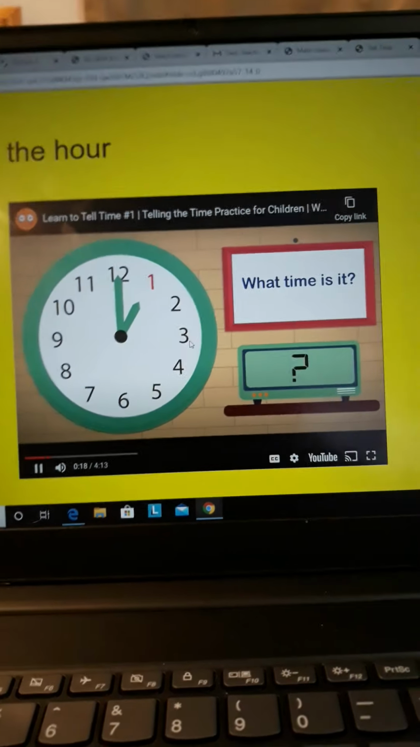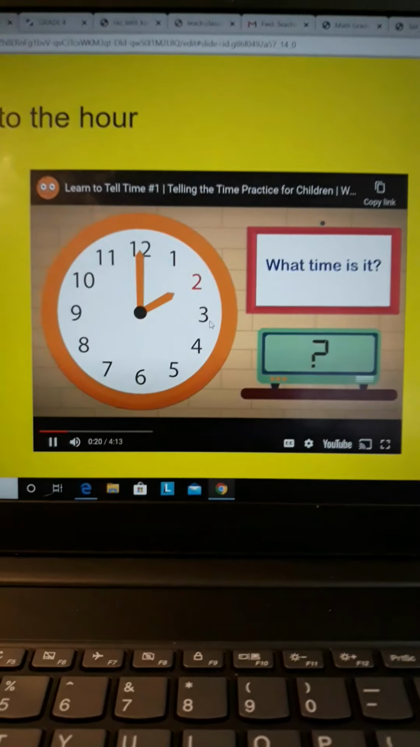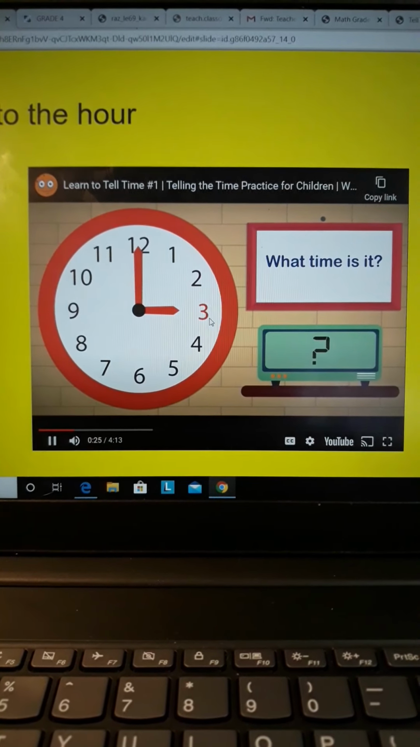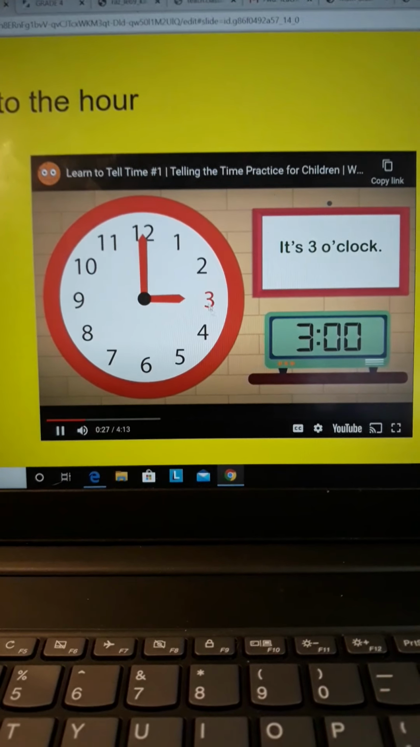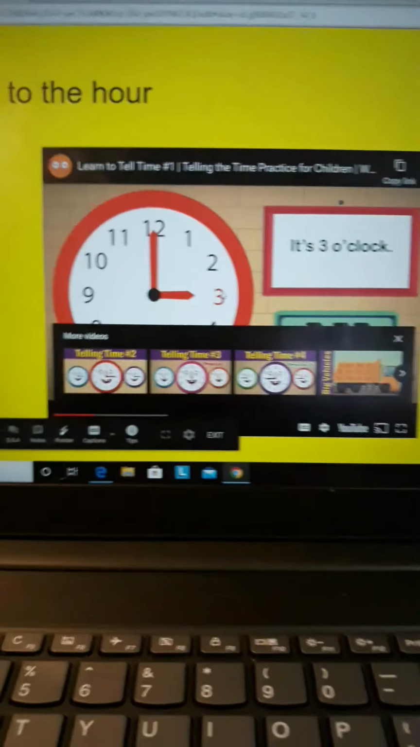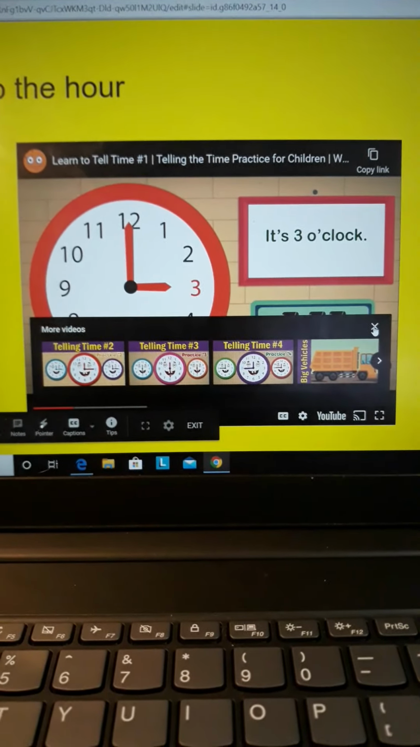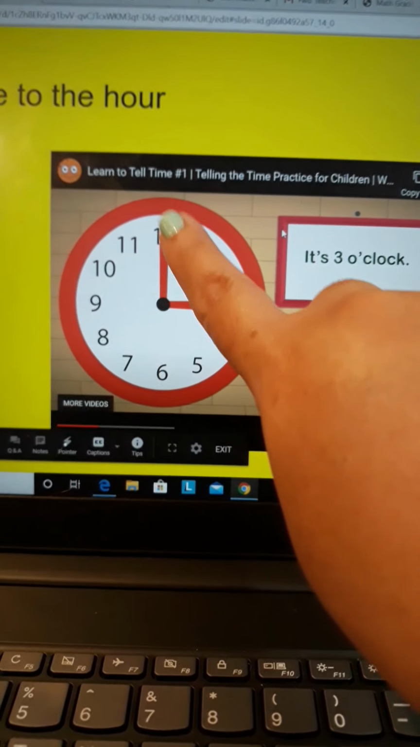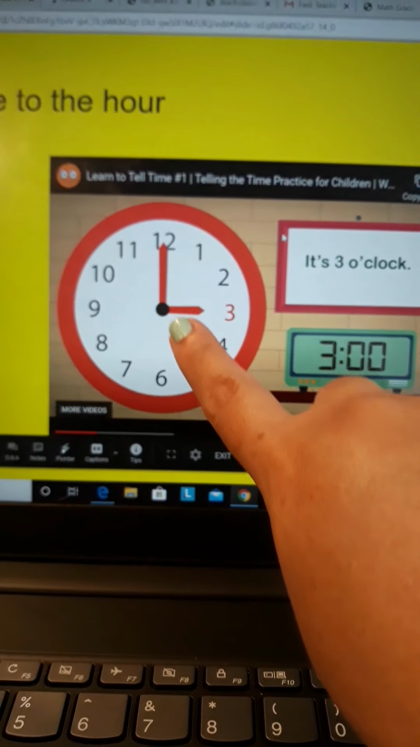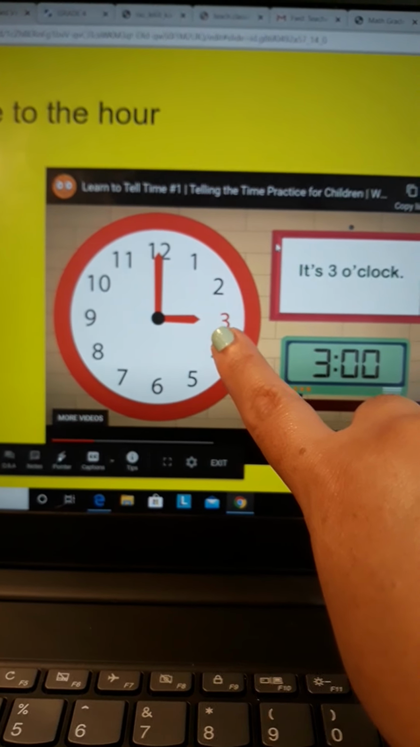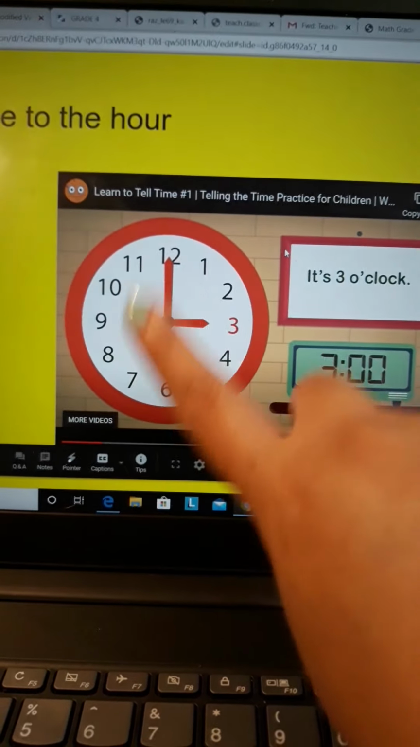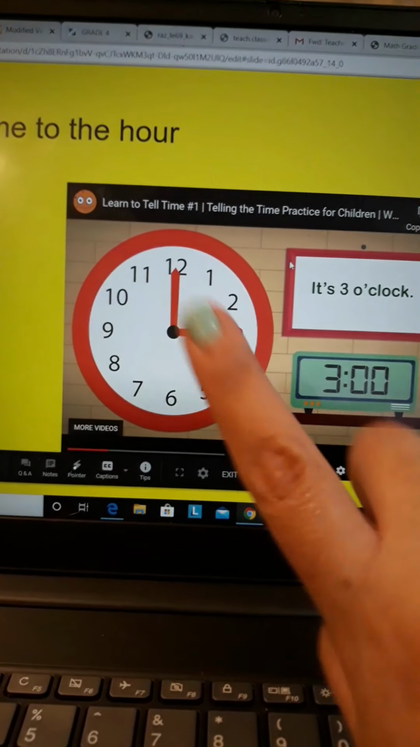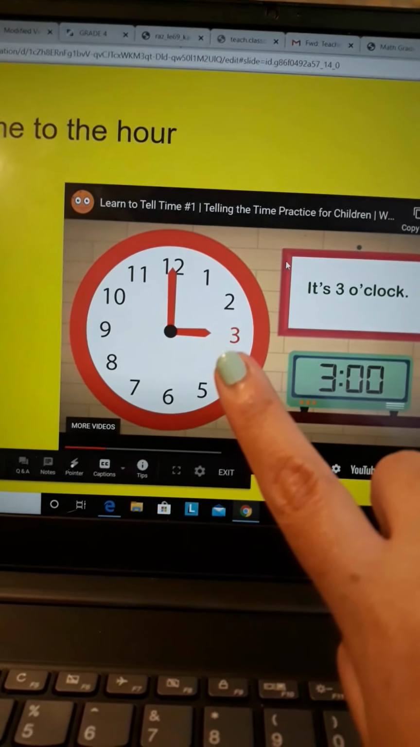Okay, so you see how the minute hand is on the 12? That means it's o'clock. So that's the 00. Okay, so that means it's o'clock. So you see how the minute hand is on the 12? That's o'clock. And then the hour hand is directly pointing at the number. You're only going to see that during the o'clocks. The o'clocks are the 00s, yeah? That means 3 o'clock just started.